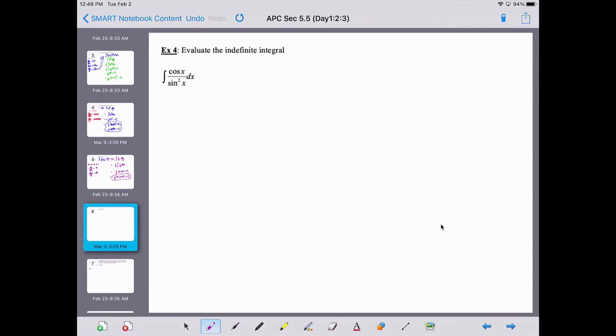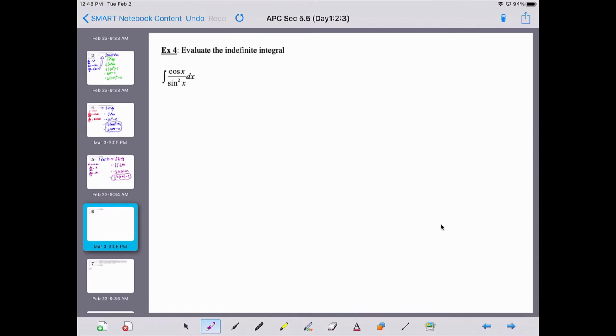Example 4, we have the integral of cosine x divided by sine squared x dx. And again, it's kind of a horse apiece here. Do we let u be sine or do we let u be cosine? Well, if I let u be cosine, the derivative of cosine is negative sine, but the problem is I have a sine squared in my function.